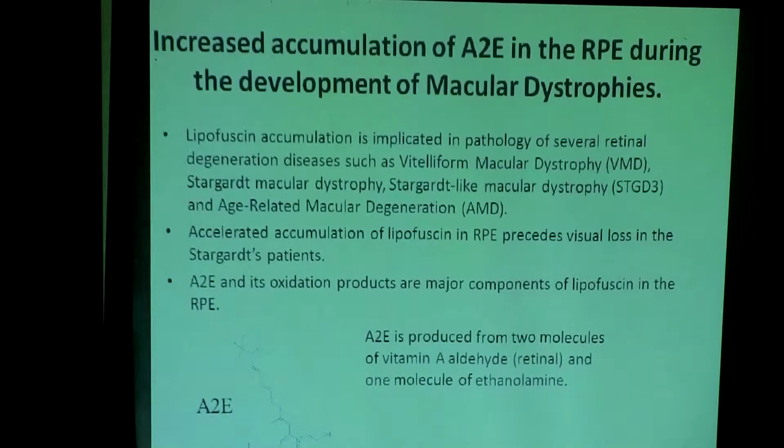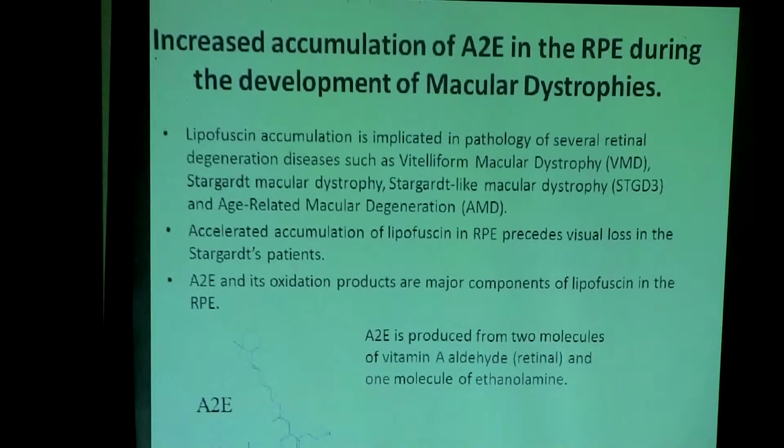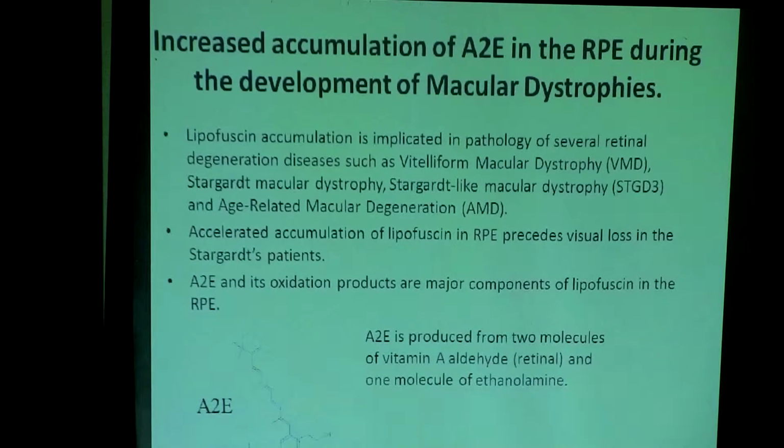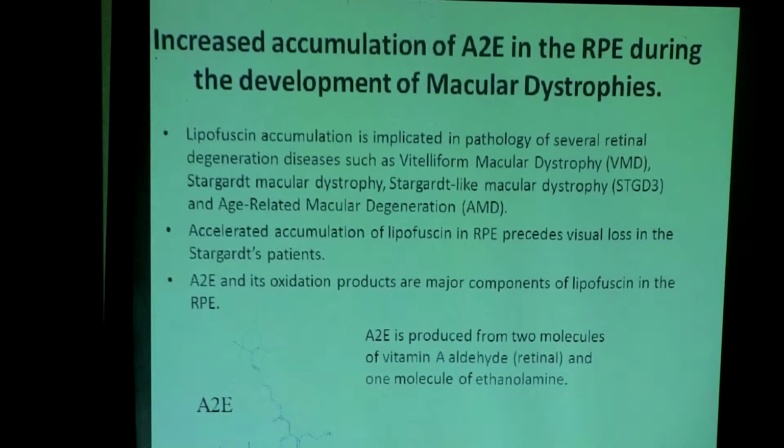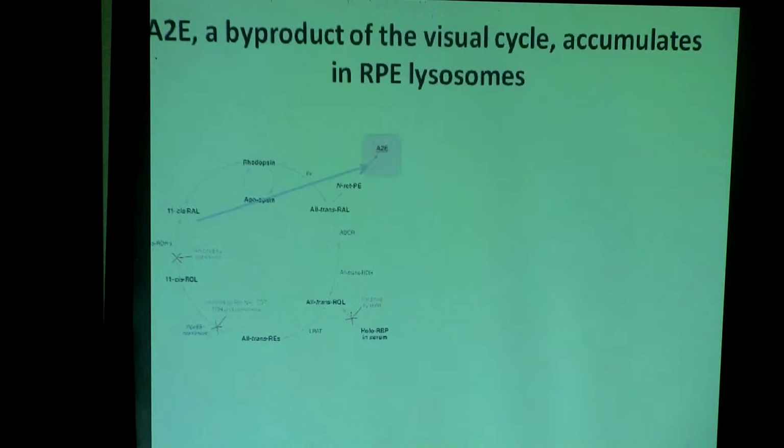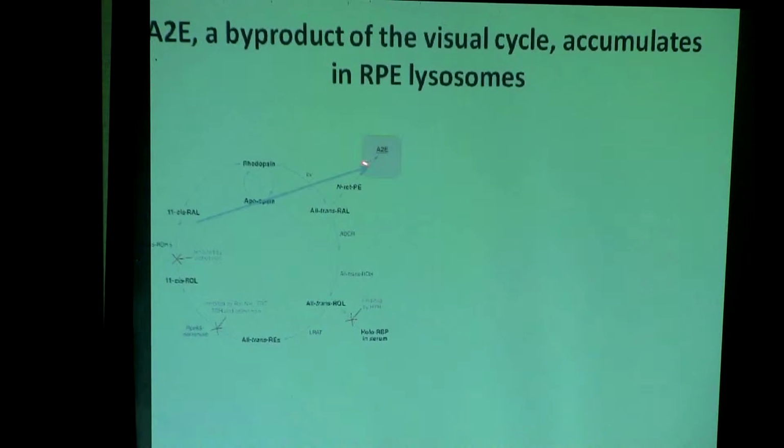So why I'm going into details is because we have normally aging RPE with accumulation of A2E, and we have pathology with accumulation of A2E. So what's the difference? Why do most people go with accumulating lipofuscin without pathology developing? A2E is a byproduct of the visual cycle, and then accumulates in RPE lysosomes.